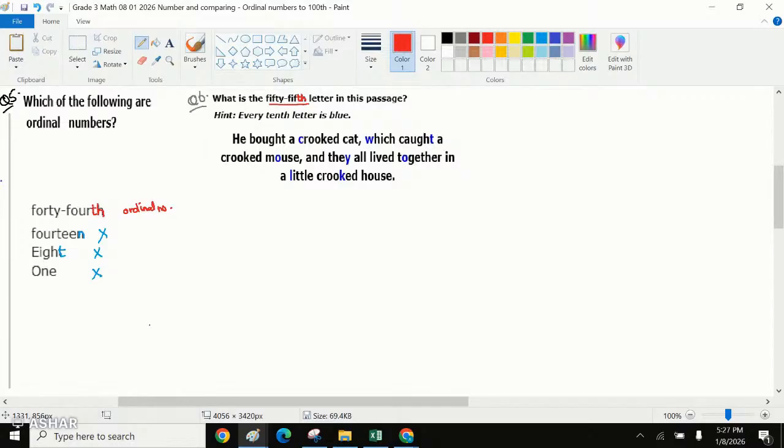The hint says that every 10th letter is blue. So that means we do not count everything. This would be 10, this would be 20, this would be 30, this would be 40, and this would be 50. So what is the 55th?